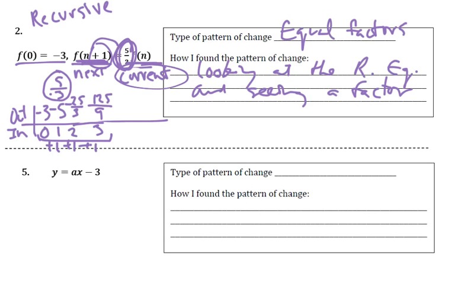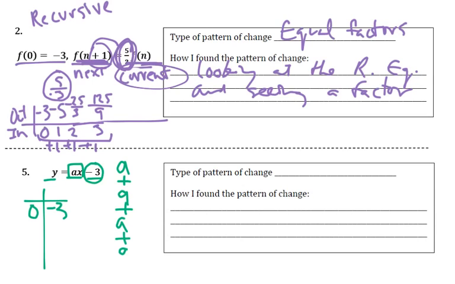Alright, number 5, we look at this one, and what does this look like? Well, we got y equals a times x minus 3. So, what are we doing here on this pattern? Well, we're starting at -3, right? So we'd start at -3, and what are we adding? We should recognize that a times x, that's like a plus a plus a plus a. Right? So we're adding the same difference. That's an equal difference. Okay, and we're doing it for every x.